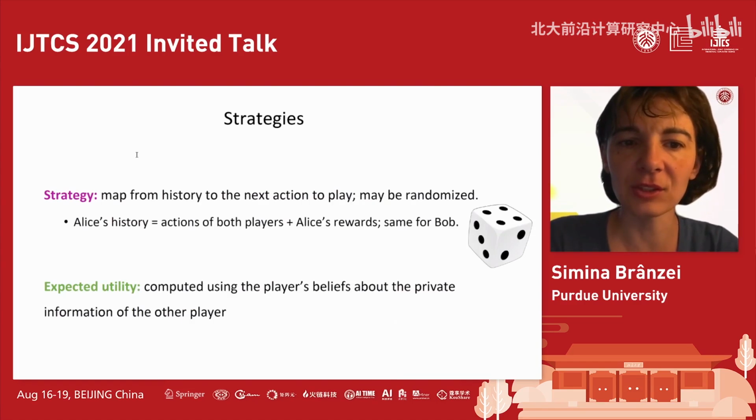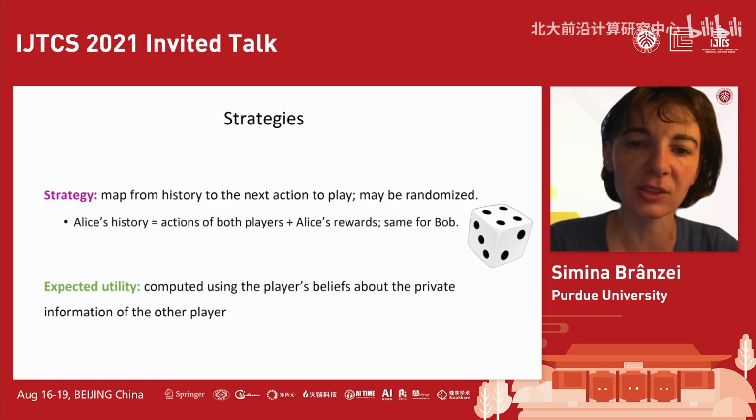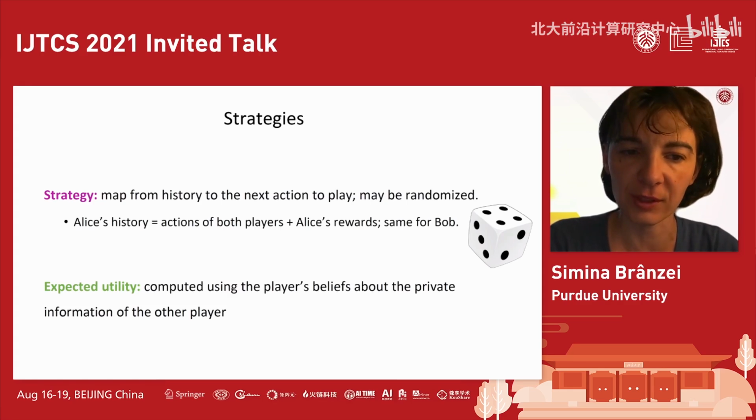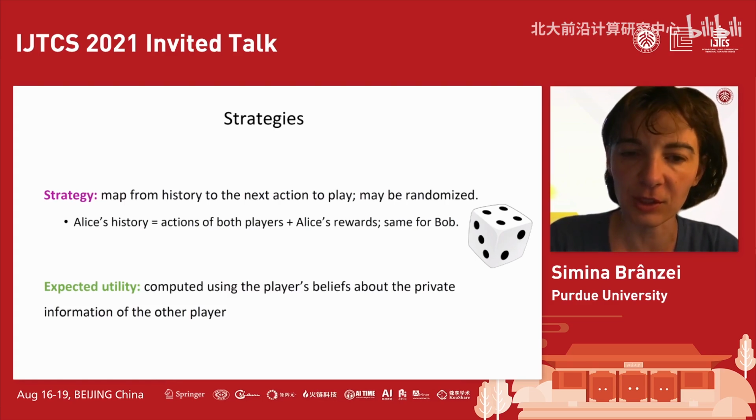So the strategy will be a map from history to the next action to play, and maybe randomized. So basically Alice's history will mean that Alice can see actions taken by both players in each round, plus Alice's rewards, which she can see all of them. And the same for Bob. So the only thing that Alice doesn't know is the rewards that Bob received. And the expected utility will be computed using the player's beliefs about the private information of the other player.